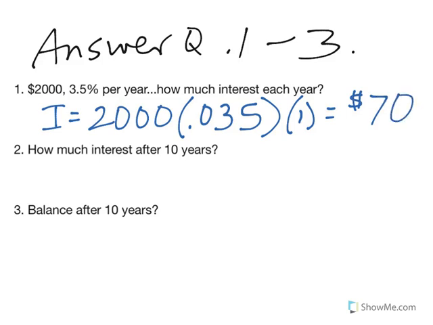Now, when you're looking at number 2 with how much interest after 10 years, you can do it 2 ways. The first way would just be to say, well, in number 1, I found $70 in 1 year. So if I multiply that by 10, I would get $700 in 10 years. And if you didn't see that, that's okay, because you know the formula for interest.